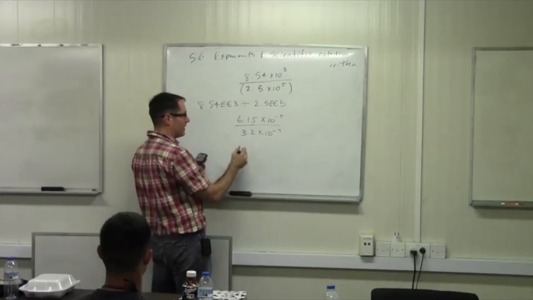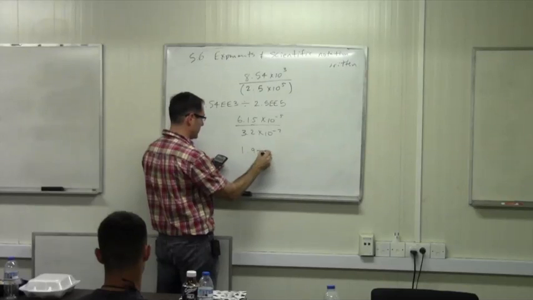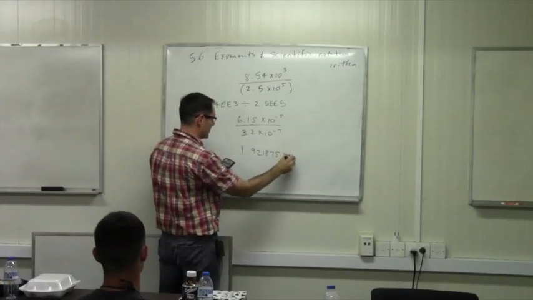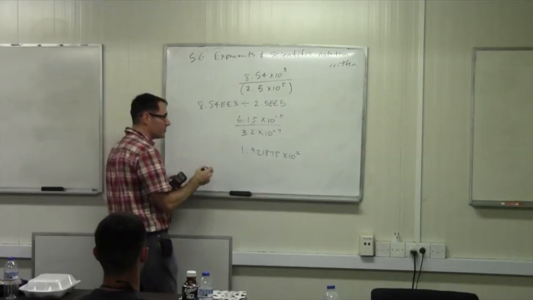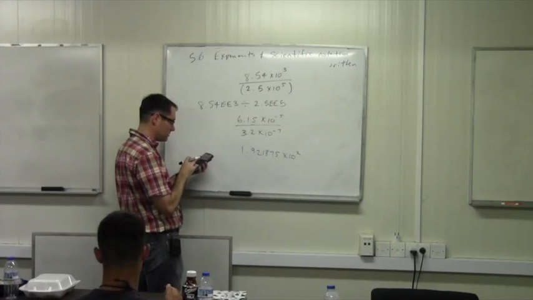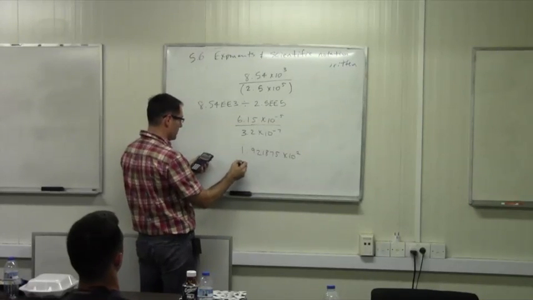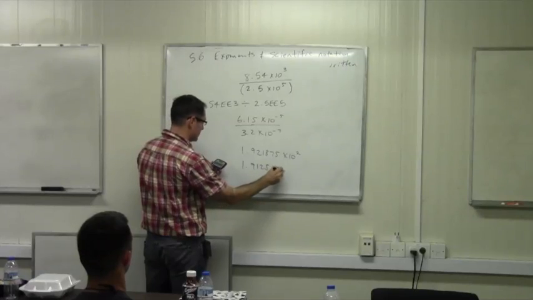If you did 6.15, you're going to get 1.921875 times 10 to the 2. If you did 6 point, what did I say, 1, 2? You're going to get 1.9125 times 10 to the 2.